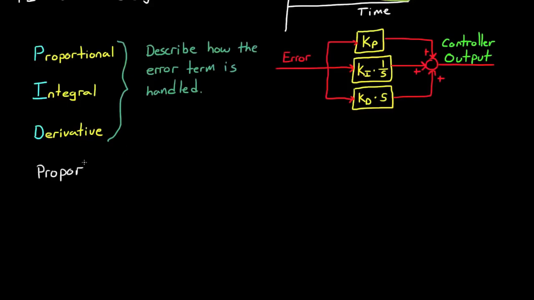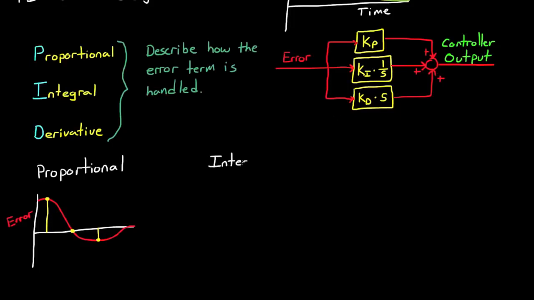Let me explain what I mean with a few plots here. Let's say the error in the system is changing over time, like this red line. In the proportional path, the output is the error scaled by the gain Kp. So you can see here that when the error is large, the proportional path will produce a large output. When the error is 0, the output in the path is 0, and when it's negative, the output is negative.